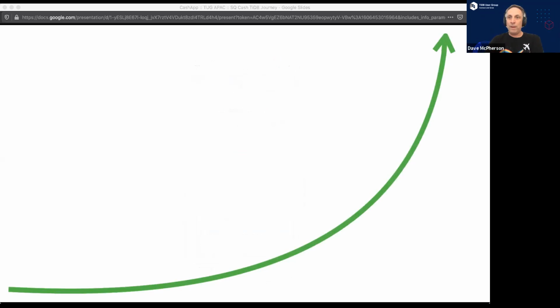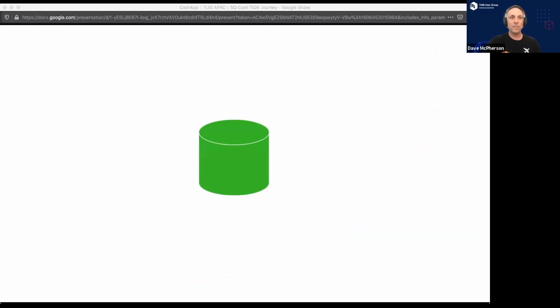So what's all that meant for Cache App, and in particular, our infrastructure and storage systems? Well, we've had what a lot of lovely people like to call growth up and to the right, and it's really lovely. The accountants love all of that. But what does that really mean for infrastructure engineers or platform engineers like ourselves?